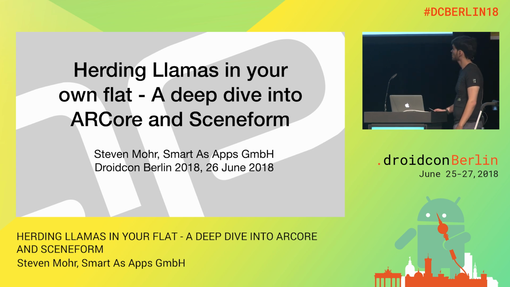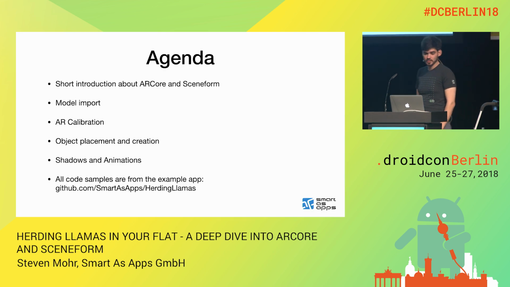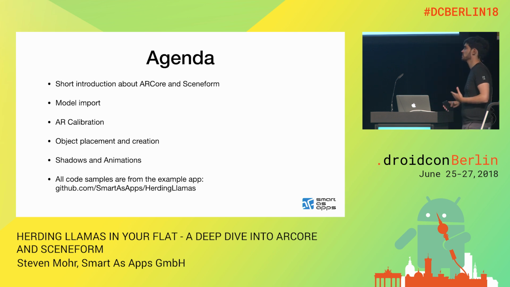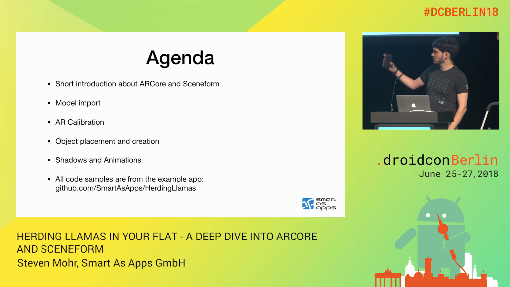So, we will start with a short introduction, what is ARCore and what is Sceneform, and then we will take a look at different parts, what you need when you want to build your own AR app, like model import, AR calibration, object placement and creation, then shadows and animation, and there will be code in the slides, so you don't have to take pictures. All the code is on GitHub, and on the last slide is the link again.